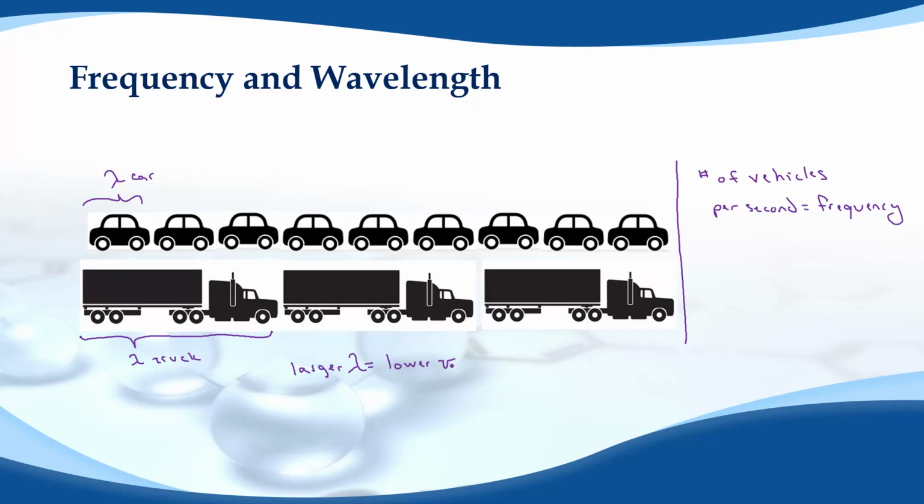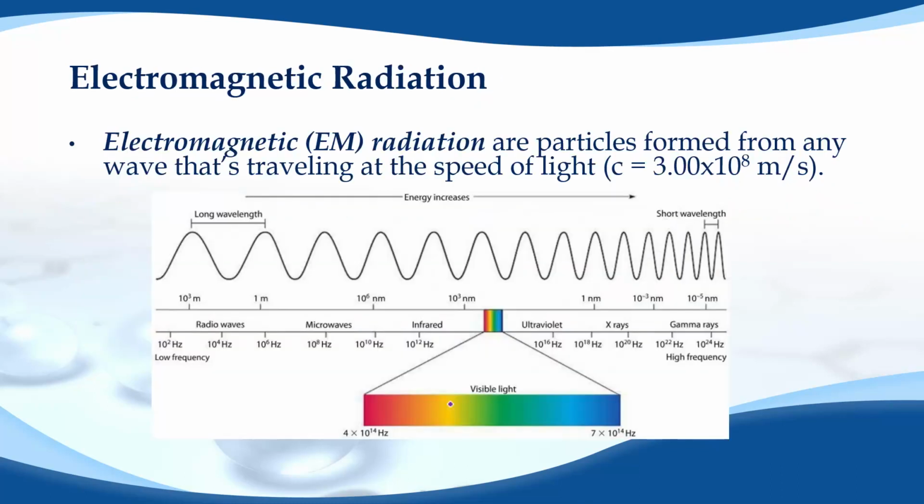Now, the type of wave that we care about here is what's called an electromagnetic wave, or also what we know as electromagnetic radiation. So electromagnetic, or EM, radiation is formed from any wave that is traveling at the speed of light. So the speed of light is 3 times 10 to the 8th meters per second. Any wave that's traveling at that speed is electromagnetic.